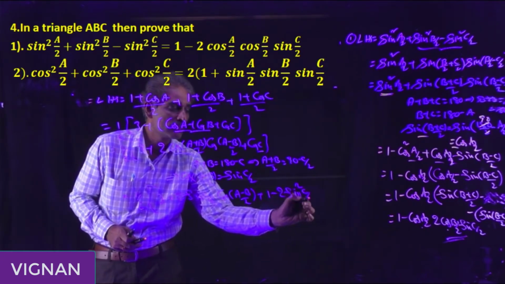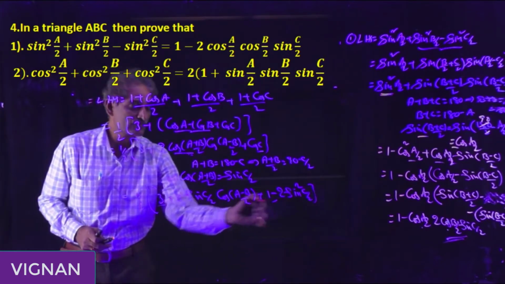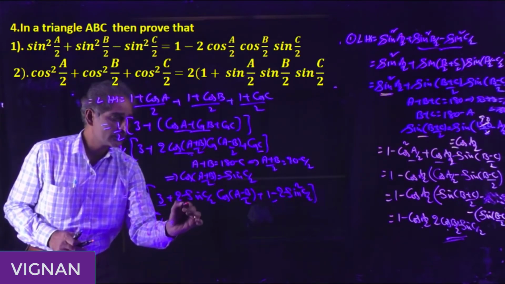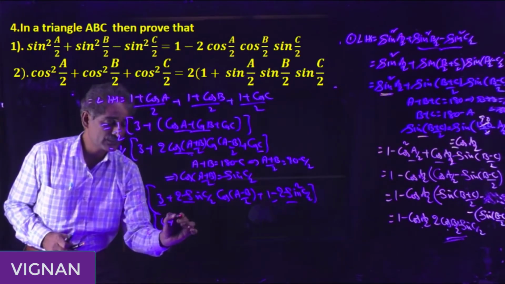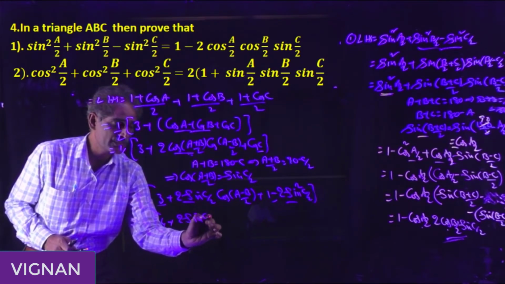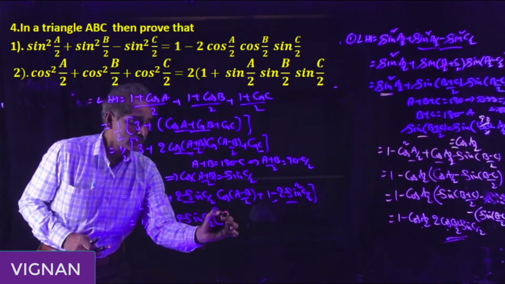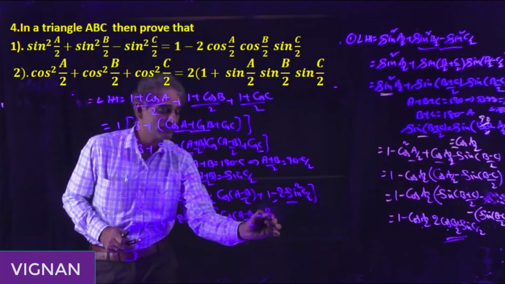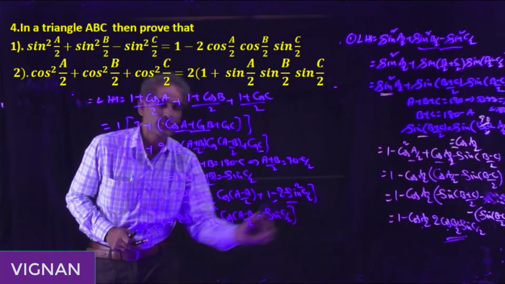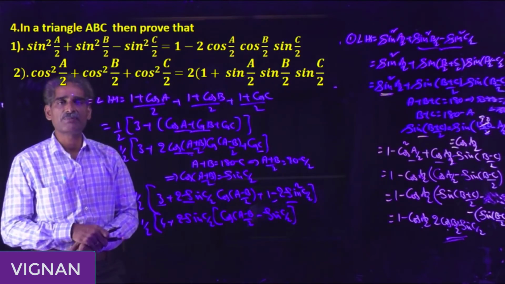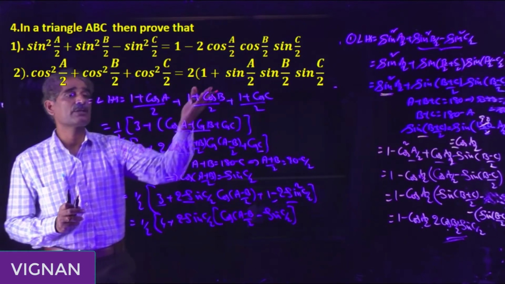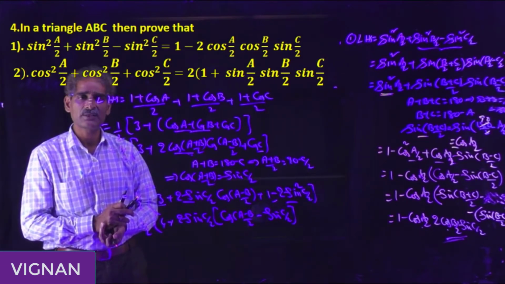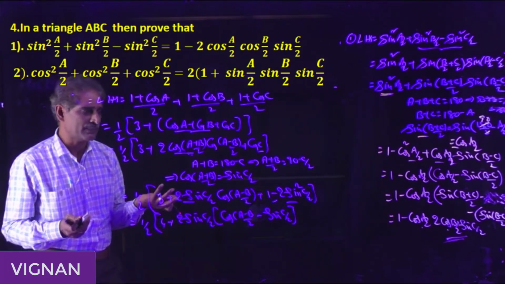3 plus 1, 4, plus take 2 sin c by 2 common, 2 sin c by 2 into cos of (a minus b) by 2 minus sin c by 2. Just already we got 2 sin c by 2. What about the remaining terms? Just observe the right side part. Sin a by 2, sin b by 2, sin c by 2. Sin c by 2 also is there. Already is there. So remaining terms of sin a by 2 and sin b by 2.